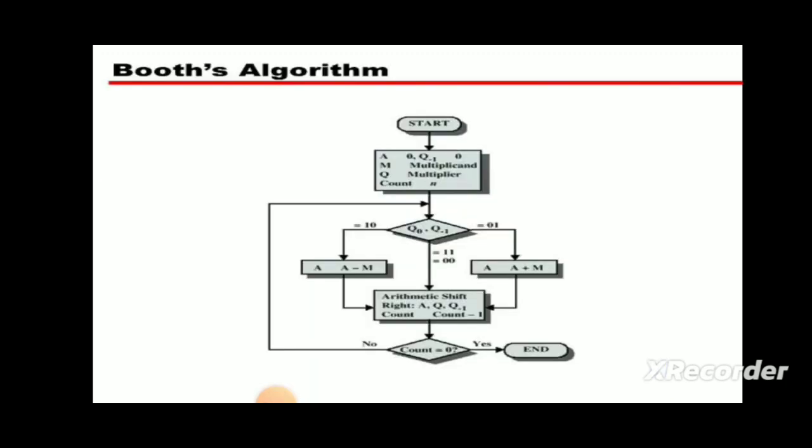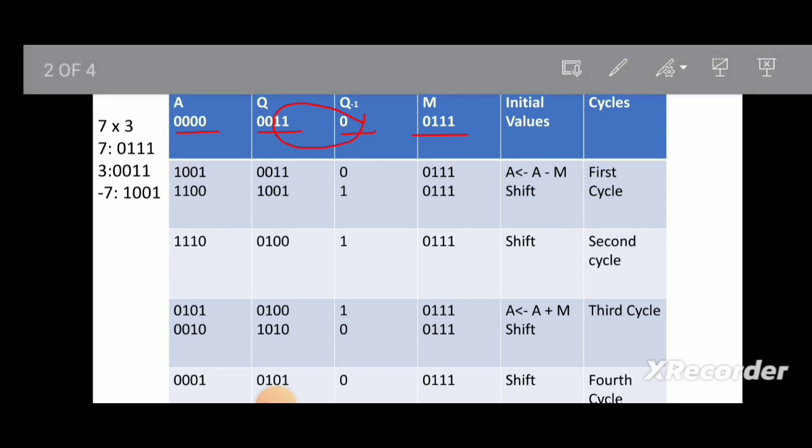According to Booth's algorithm, if the value of Q0 and Q minus 1 is 1 0, we have to do A is equal to A minus M. Let us do A is equal to A minus M. For finding A is equal to A minus M, we have to take the 2's complement of M. M is the value 7, so we have to take the 2's complement of minus 7, which gives 1001.